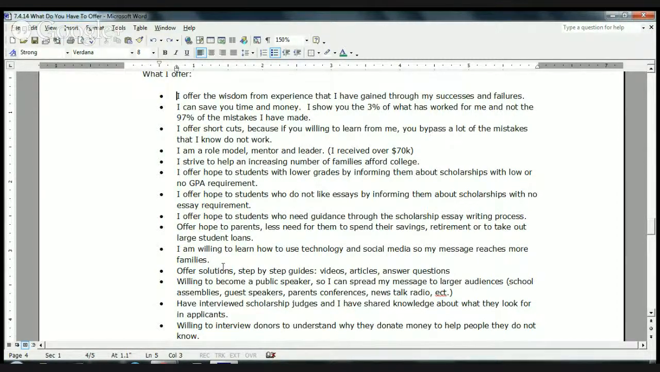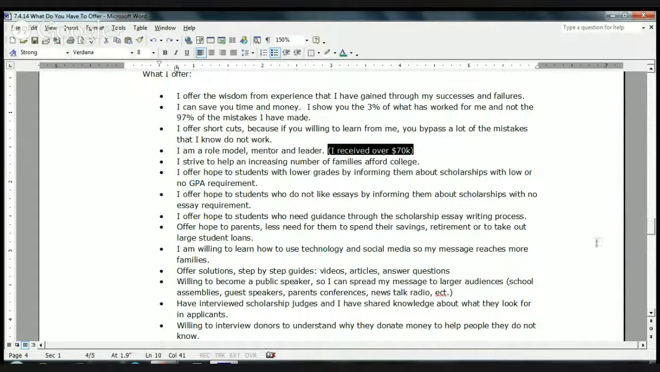I deleted some things that I felt weren't really strong. I added some other things that I thought I needed to include. So right here it says I'm a role model, mentor, and leader. I have experience, so I thought that was pretty relevant to add in there.